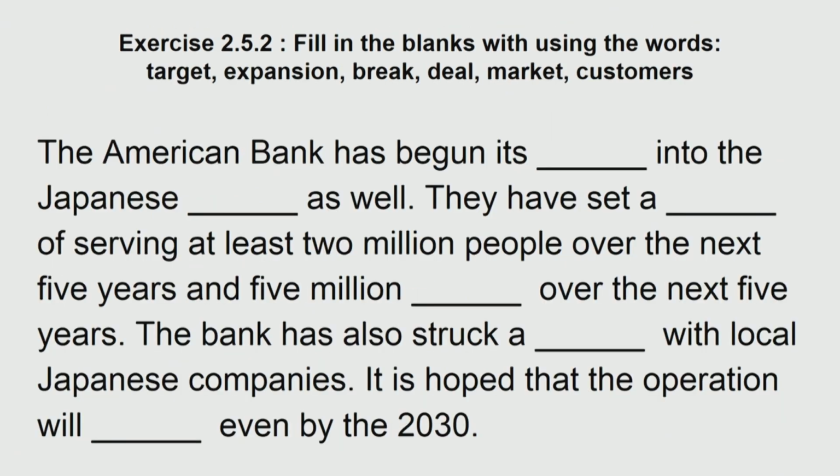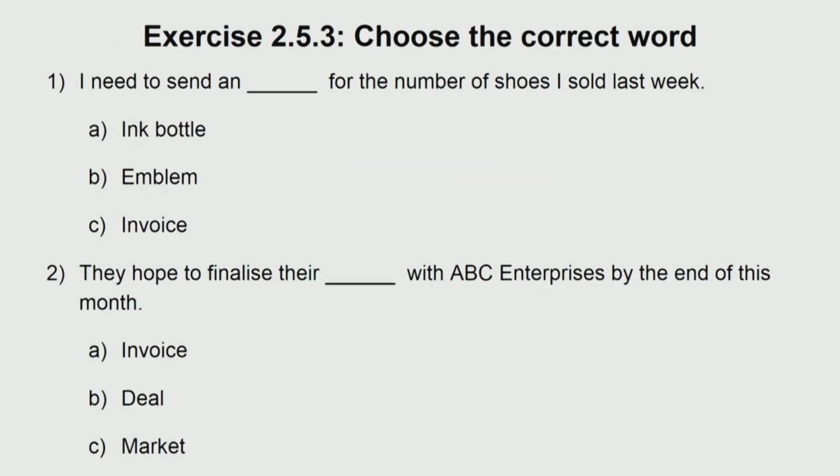Exercise 2.5.2, fill in the blanks using the words target, expansion, break, deal, market, customers. The American bank has begun its dash into the Japanese dash as well. They have set a dash of serving at least 2 million people over the next few years and 5 million dash over the next 5 years. The bank has also struck a dash with local Japanese companies. It is hoped that the operation will dash even by 2030.